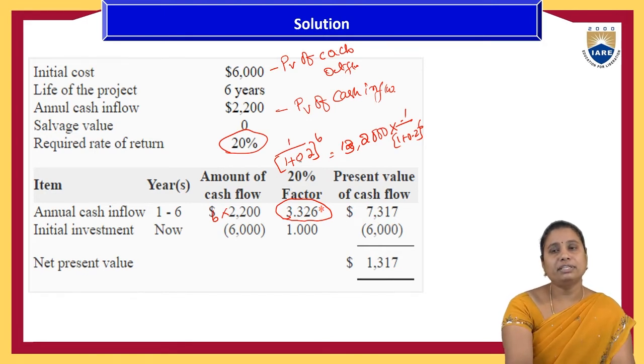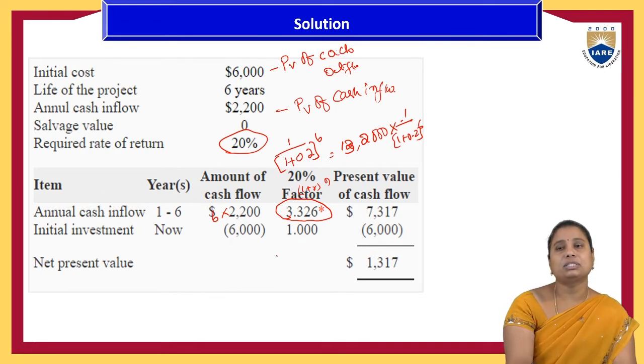Or if it is 1 plus R to the power of N, that is a factor, if we calculate it, it will be 3.326. Directly also you can calculate, instead of 6 years multiplication. That is 7,317. Presently the rupee value is the same, means 6,000.